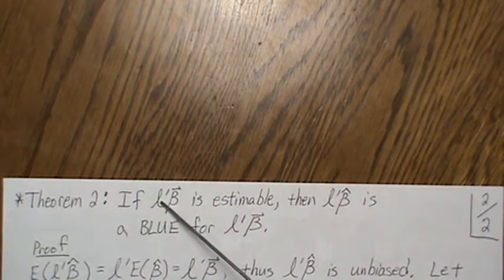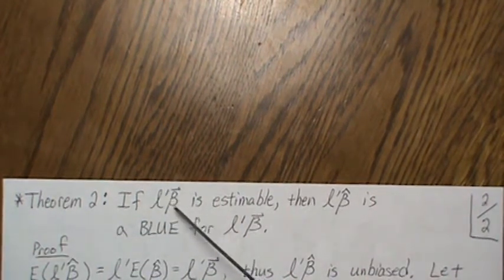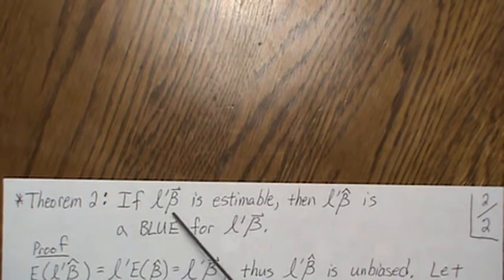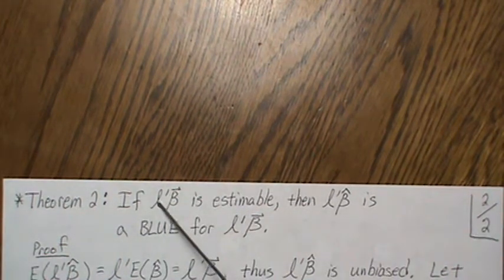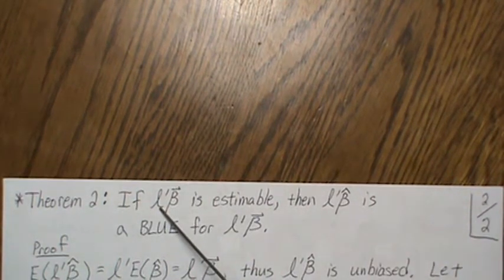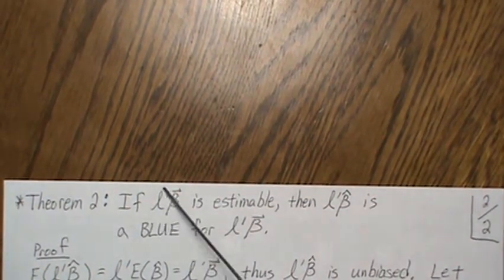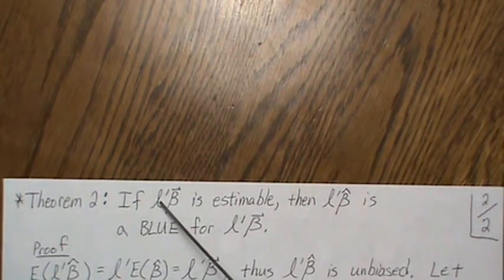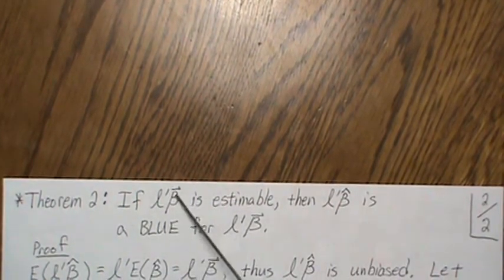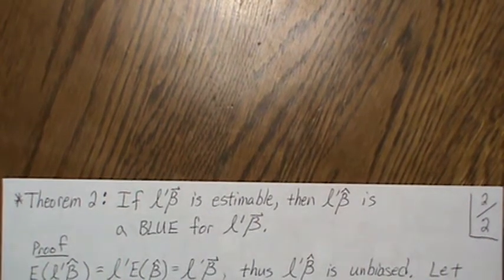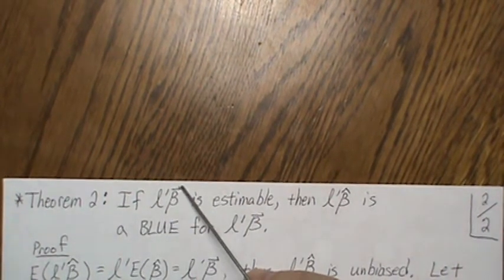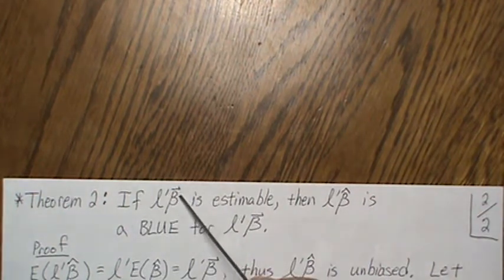But this is only true if L is in the row space of X by the previous theorem. But when we have full column rank, then we can always find that L. Whatever the rank of X is, in our case it's k plus 1, so there are k plus 1 independent vectors, which means we can isolate each one of those beta parameters.